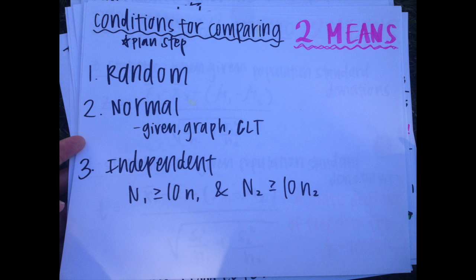And the third condition is independence. Both populations have to be at least 10 times the sample size.